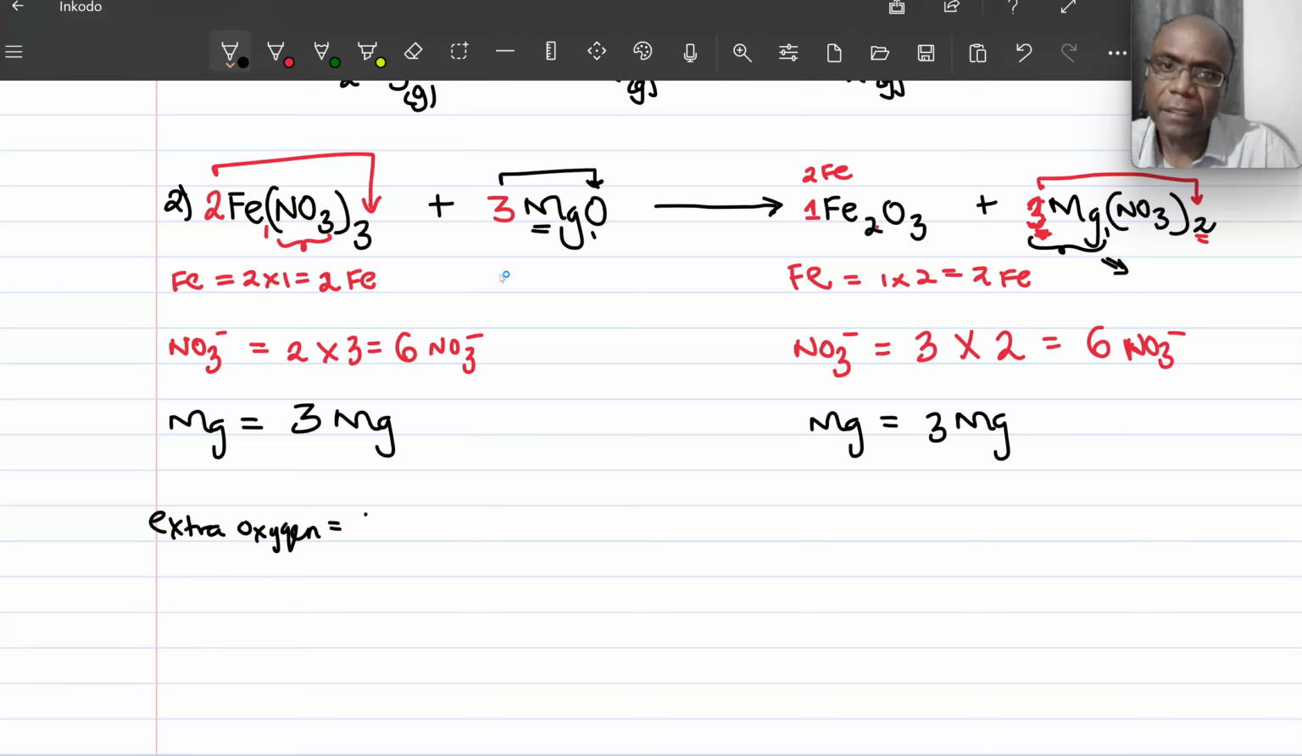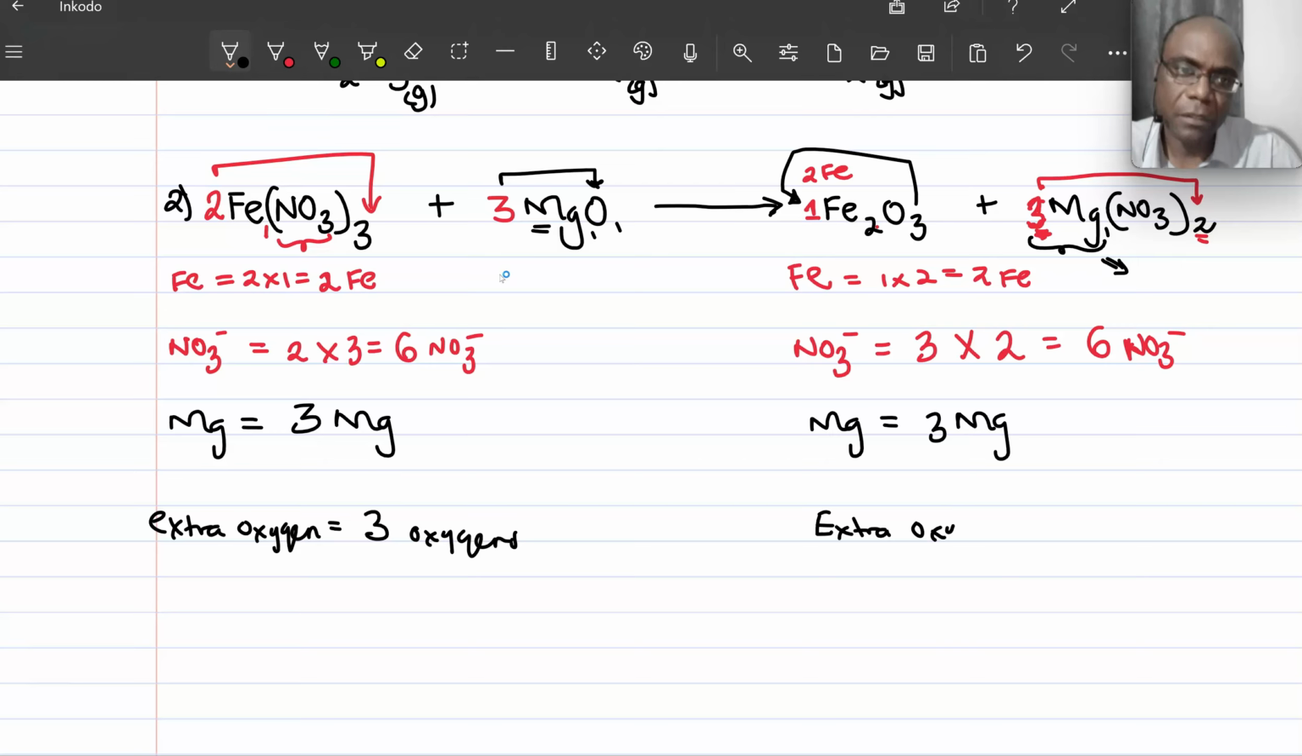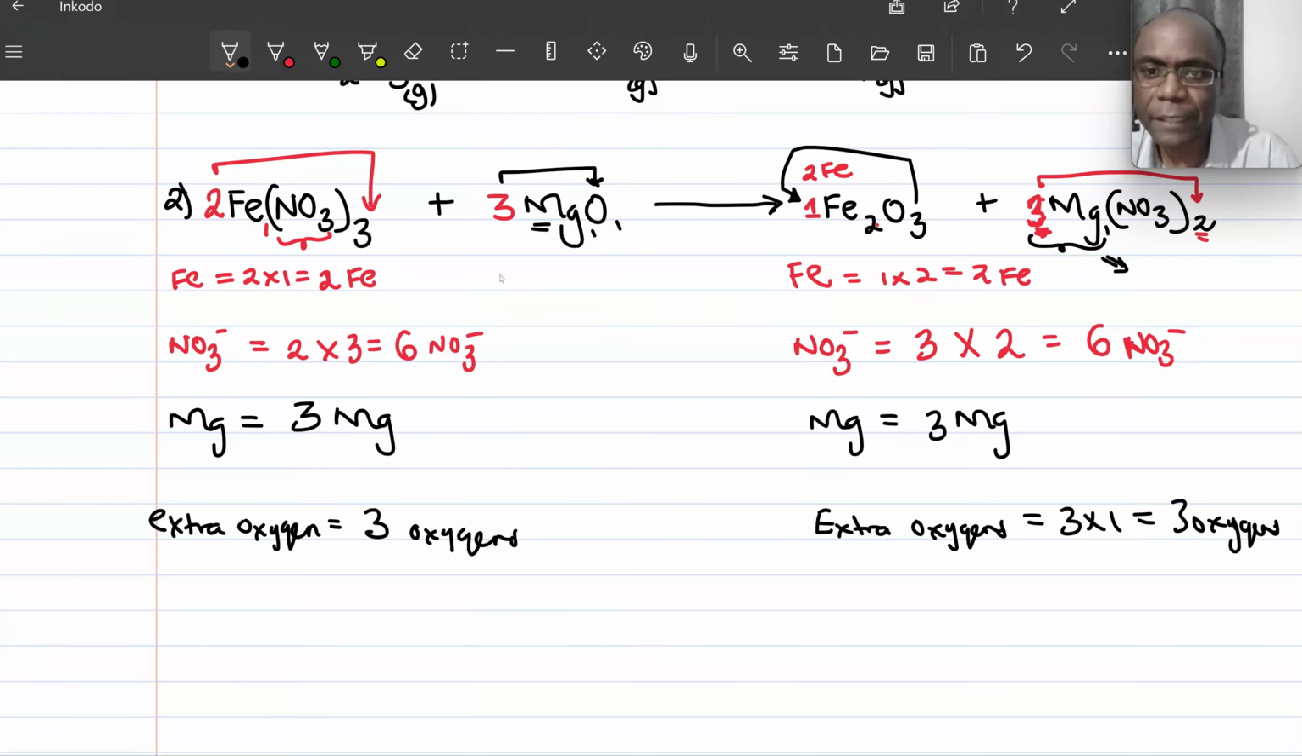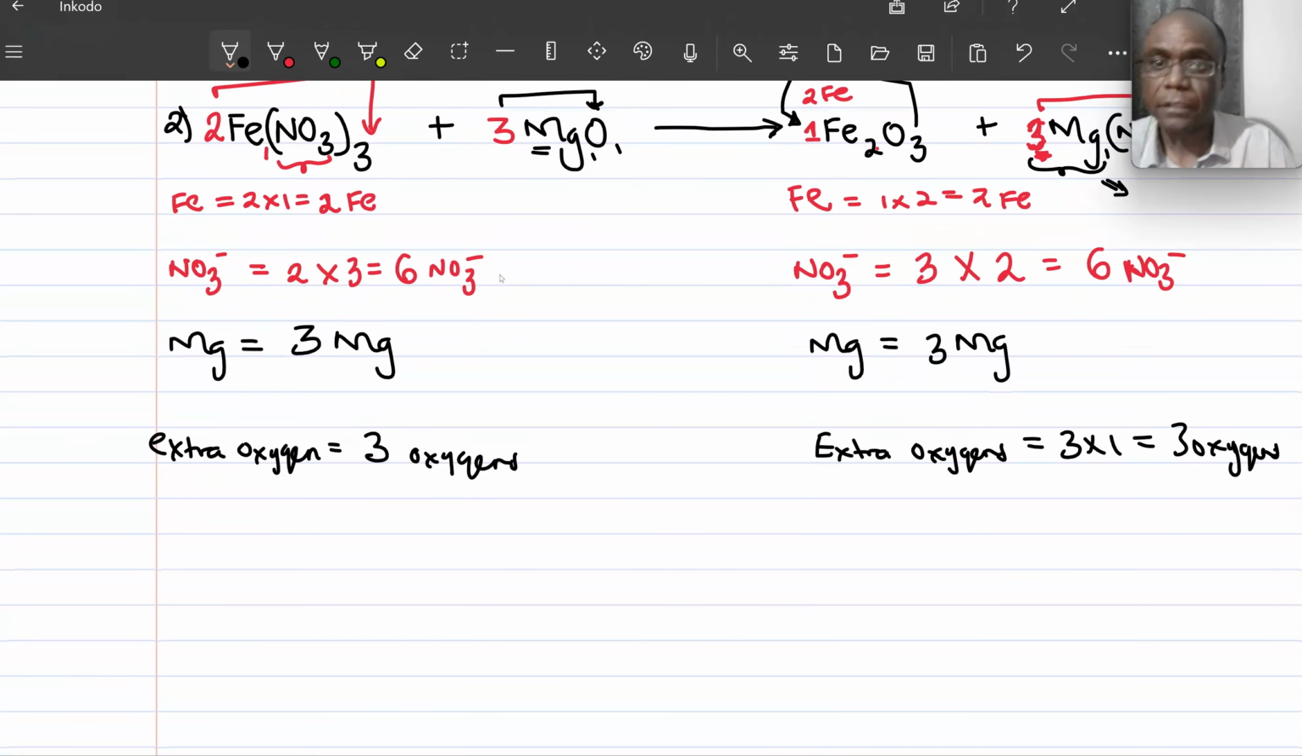On this right side, it's 3 of them. 3 times 1, subscript 1 on oxygen. So 3 oxygens on this side. On this side, how many extra oxygens do I have? I have 3 times 1. I'm just going to call them extra oxygens. It will be 3 times 1, so it's 3 oxygens. Okay, so now that one will help me to balance everything together.